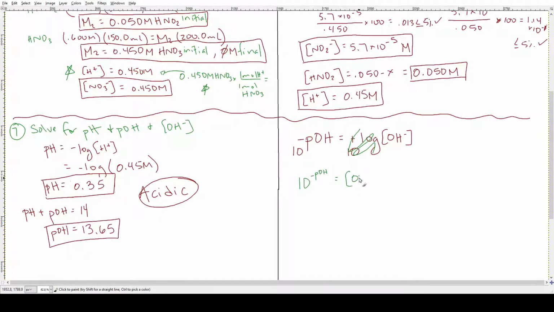Oops, I didn't mean to use green. Oh well. And I'll just keep using it, I guess. That means I have 10 to the negative 13.65 is equal to the concentration of my hydroxides. So I guess I'll switch to red now. My answer is 2.2 times 10 to the negative 14th. And remember, it's a concentration, so don't drop those units yet. Keep them.